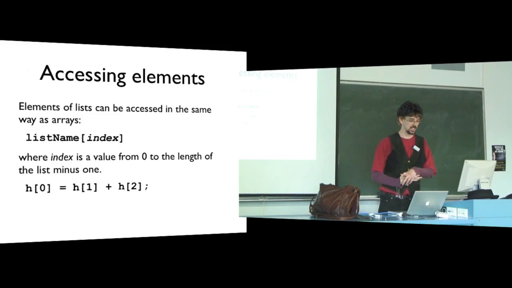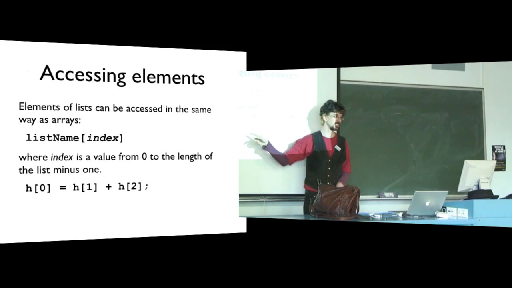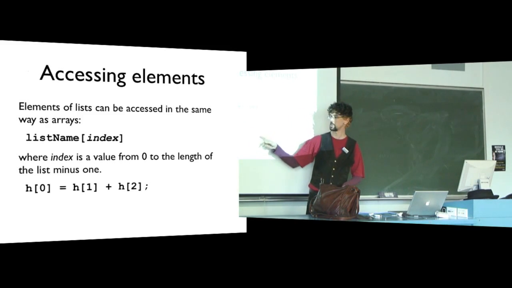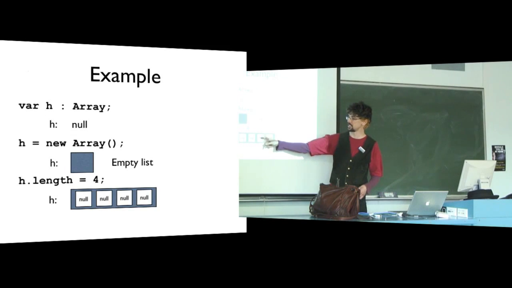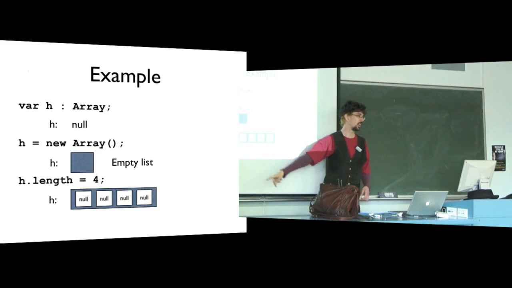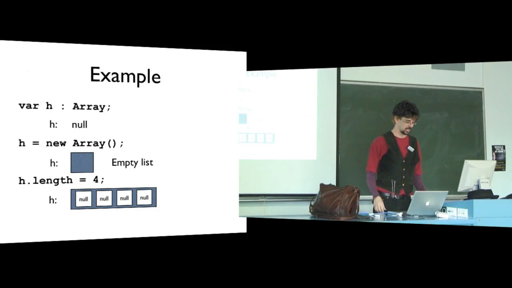In the same way as with an array, list elements can be accessed using their index, and so we can do exactly the same. This code is exactly the same as if it was an array. H0 is element 0 in the list, H1 is element 1, H2 is element 2. If we have this list, this is H0, 1, 2, 3. If we try to access H4, we'd get an error because there is no H4 in this list. If we try to access H-1, we'd also get an error because we can't access elements to the left-hand side of the list. There's nothing there.